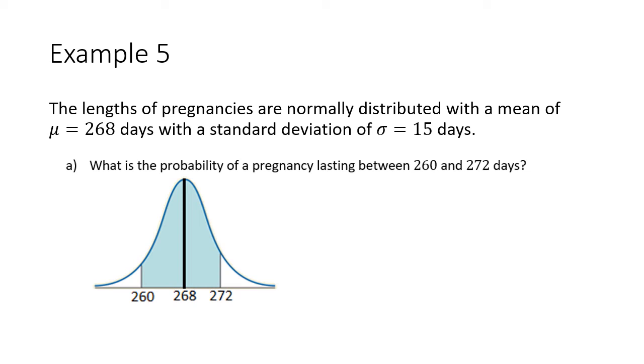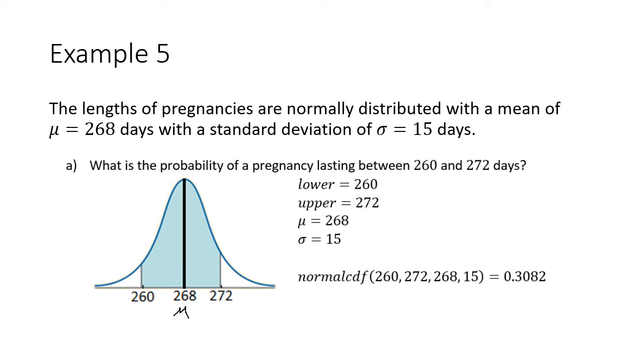Always, always, always. Remember, your mean is always the one in the middle. So that 268 goes right in the middle. And again, I'm looking between 260 and 272. It doesn't have to be exact, but mark roughly where those would be on the number line. And then it's just a matter of using that normal CDF function again.